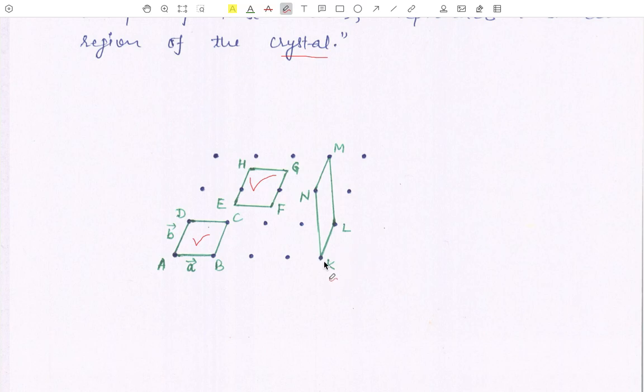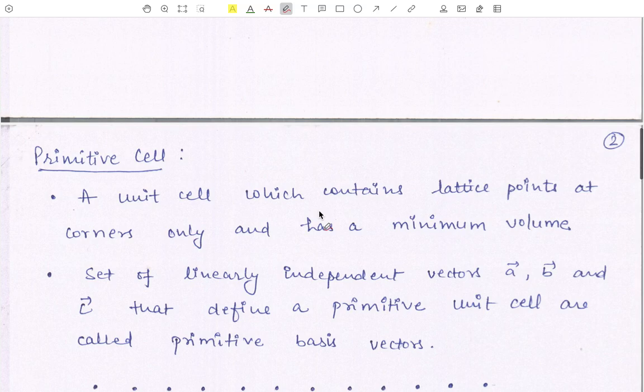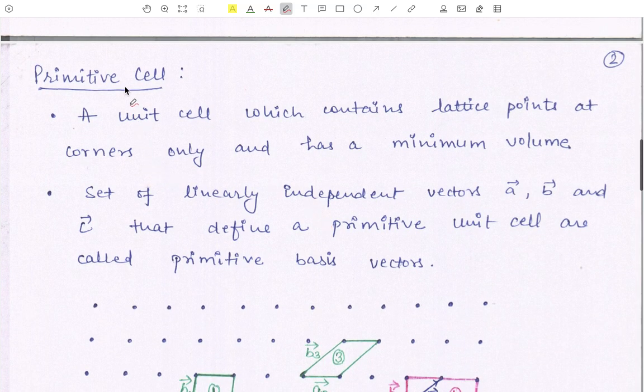One more example is the parallelogram KLMN. Again, this may be a unit cell because when this is repeated in all the directions, it also can generate the complete lattice structure. Now, our next topic is the primitive cell.